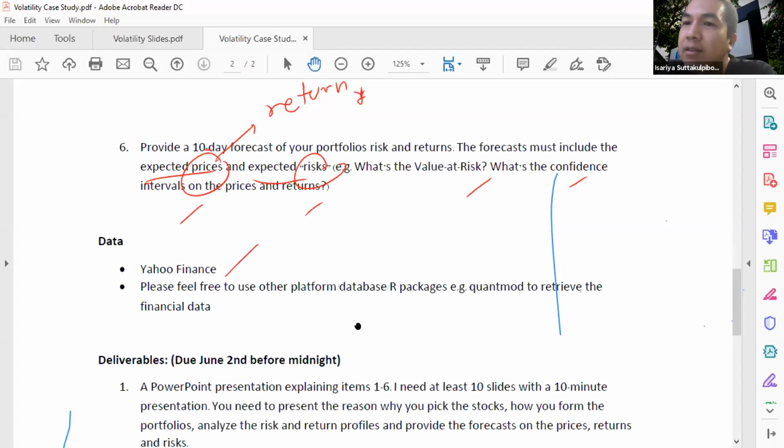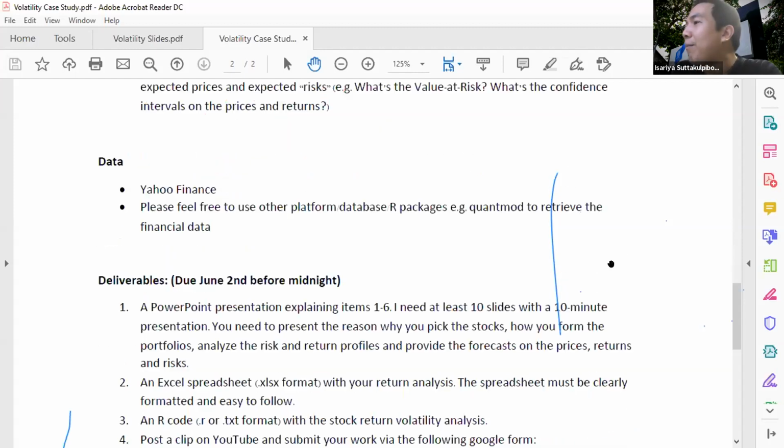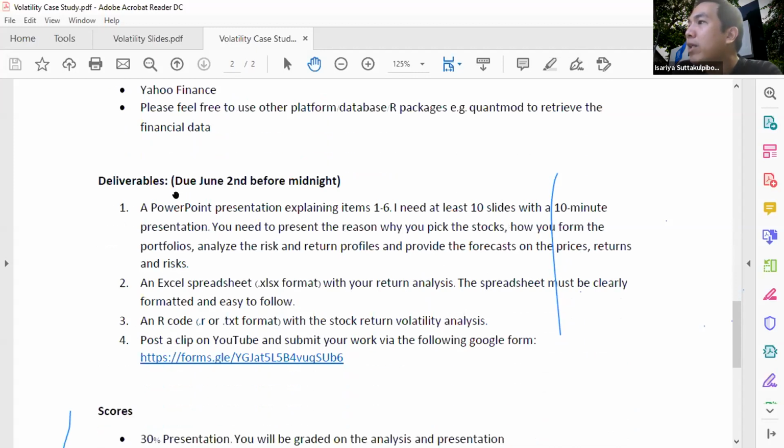Yahoo Finance, you can use R, you can use Excel, but I hope R is already easy for you. By midnight of next week, I want you to submit in the Google form. What I want is a PowerPoint presentation and Excel. If you use Excel, then you can submit Excel. If you don't have Excel, that's fine too. I want to see R code. If you want to use R, that's cool. If you don't, that's fine.